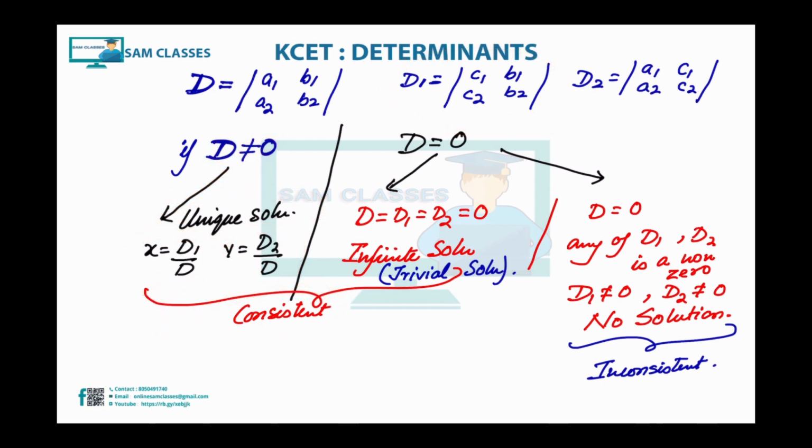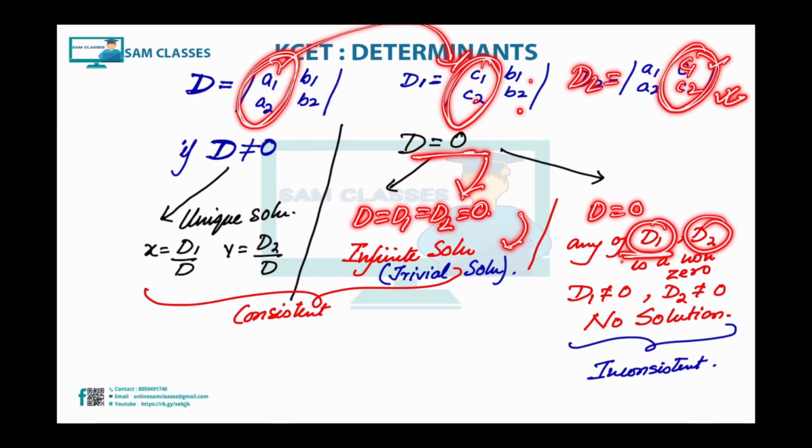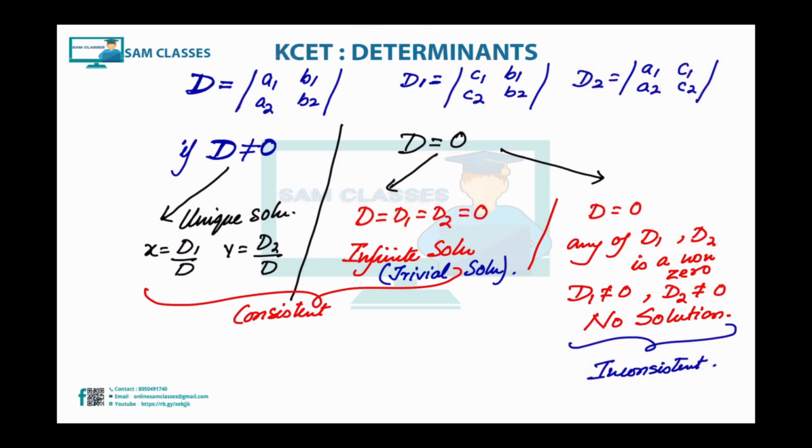Now, what is your D1? D1 is nothing but remove the first column elements with the constants one. So c1, c2, b1, b2. So that is D1. And what is your D2? Remove the second column one with c1, c2. So that is your D2. So if D is equal to 0, then we check if all three of them, D, D1 and D2, are 0, then we can say infinite solution. If D is 0, but any of D1, D2 is non-zero, we can say no solution or inconsistent.